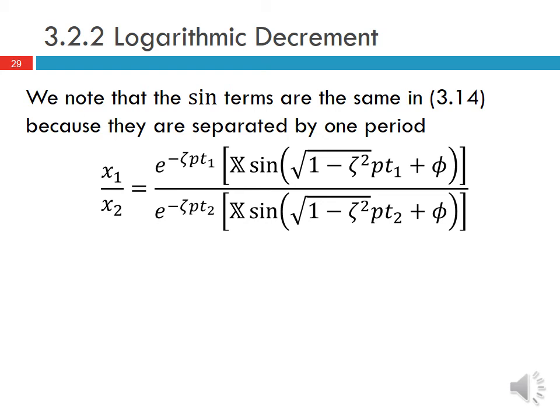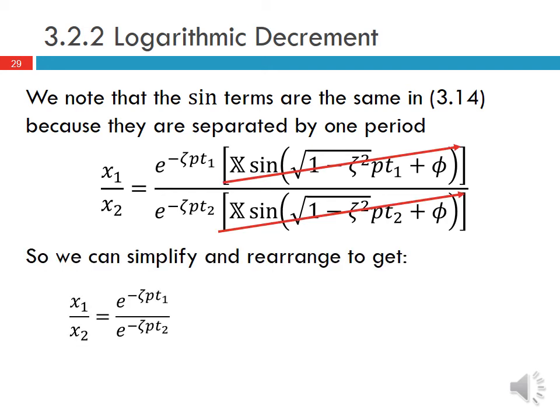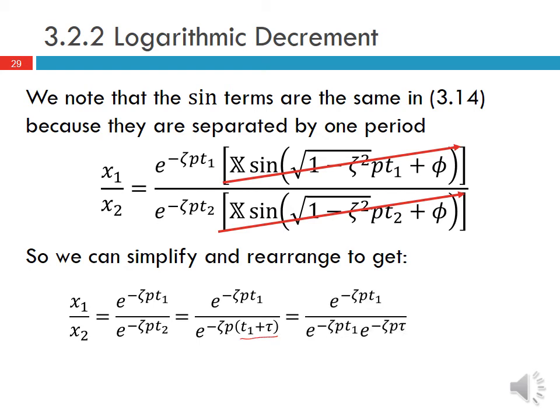Now, we can note that the sine terms in this expression are actually the same because they're separated by one period. So these can cancel out, and we can simplify this expression and rearrange it. We know that T2 is equal to T1 plus tau. So we can write this as shown here, and we find that x1 over x2 is equal to 1 over e to the minus zeta p tau, where tau is the period.